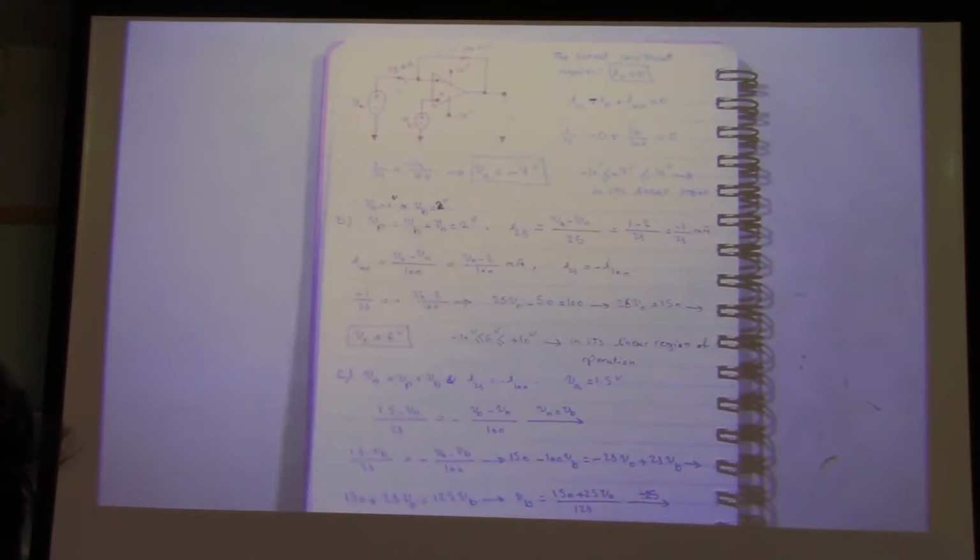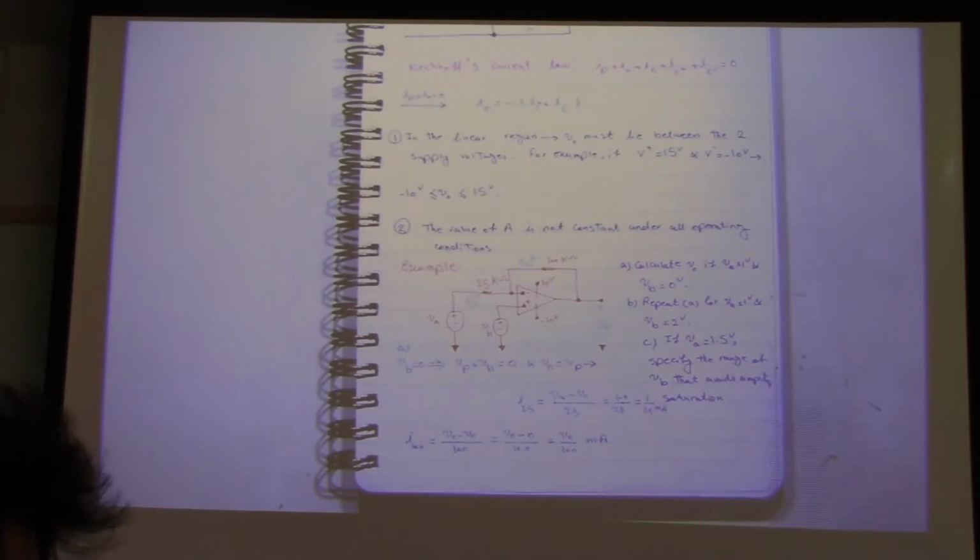Okay. B. I want you to solve this one. We repeat A for VA is 1 and VB is 2 volts. Any questions? Okay.